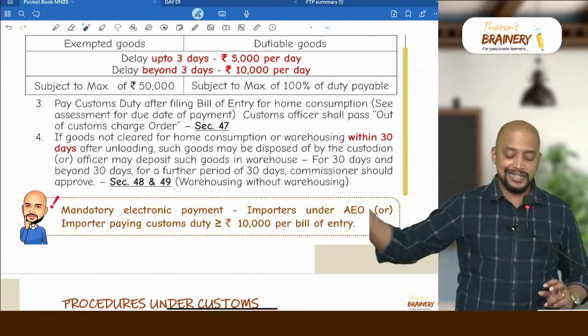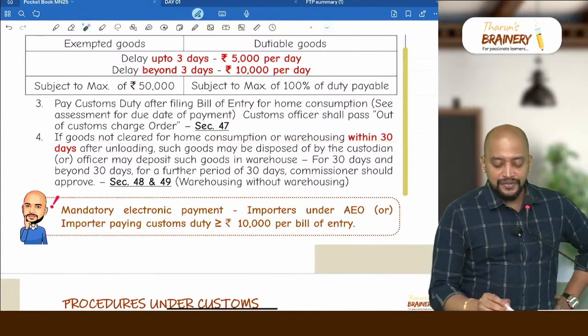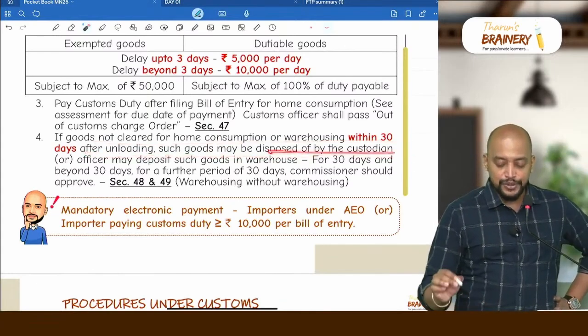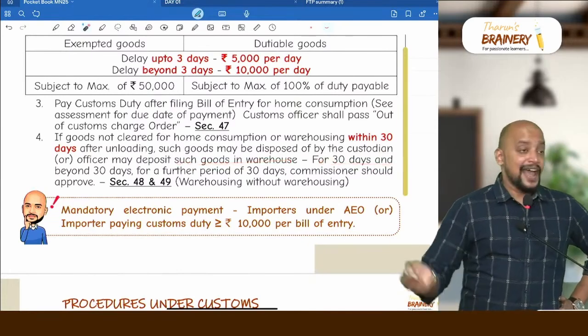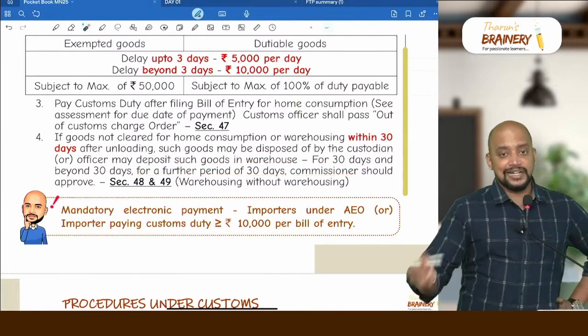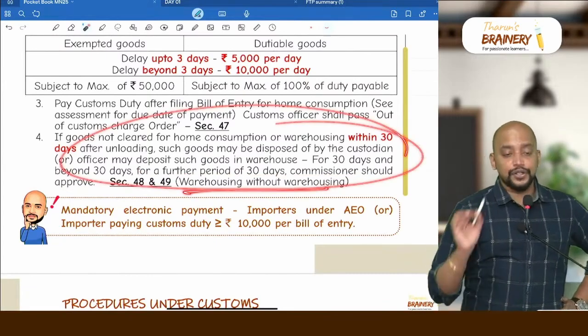Like that, for every 30 days they will take the decision. So if the goods are not cleared for home consumption or warehousing within 30 days after unloading, such goods may be disposed of by the custodian, or the officer may deposit them in a warehouse for 30 days, and beyond 30 days, for a further period of 30 days, the commissioner should approve.